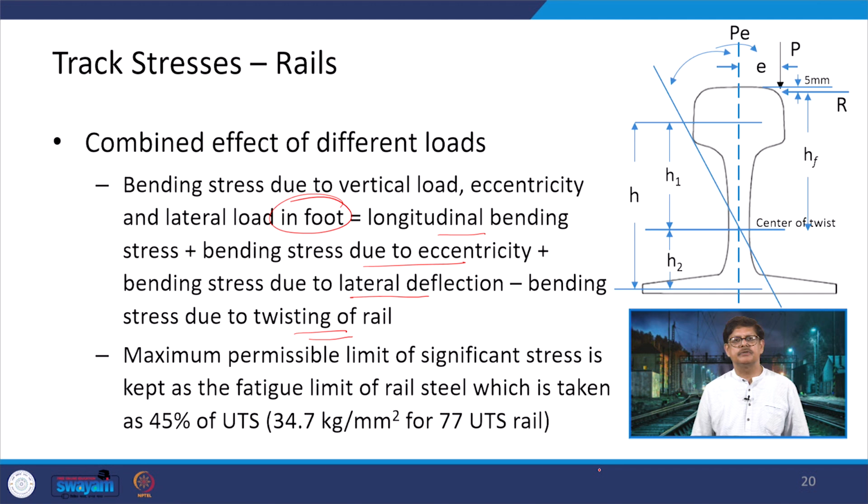Now, the maximum permissible limit of the significant stress is kept as a fatigue limit of the rail steel, and this is taken as 45% of the UTS. So, if we are talking about the 77 UTS rail, then this is 34.7 kg per mm square.